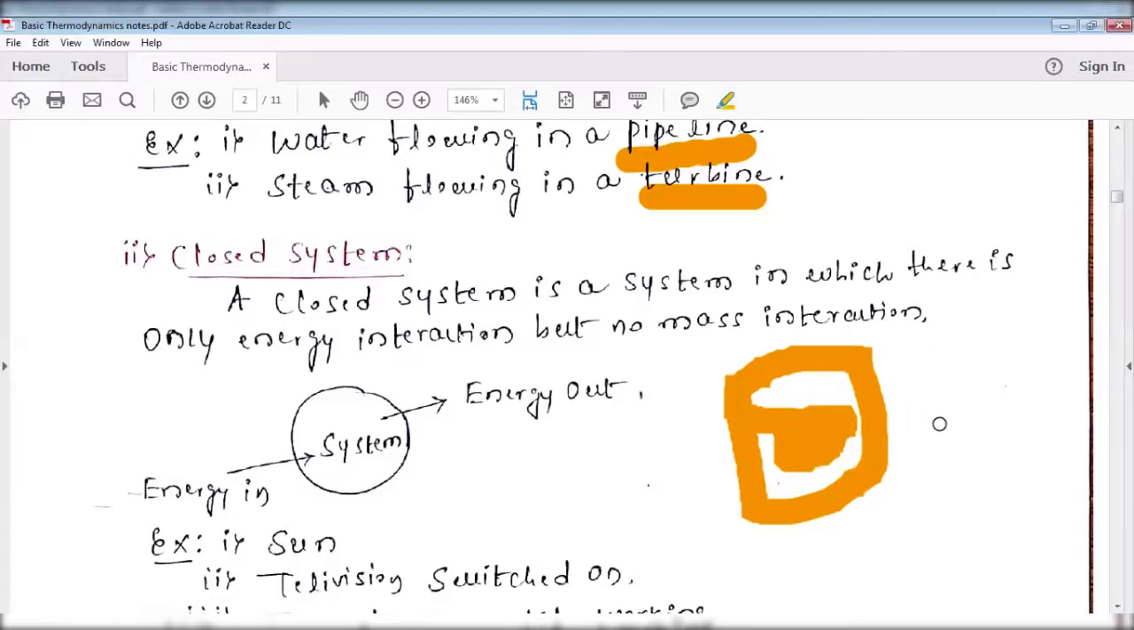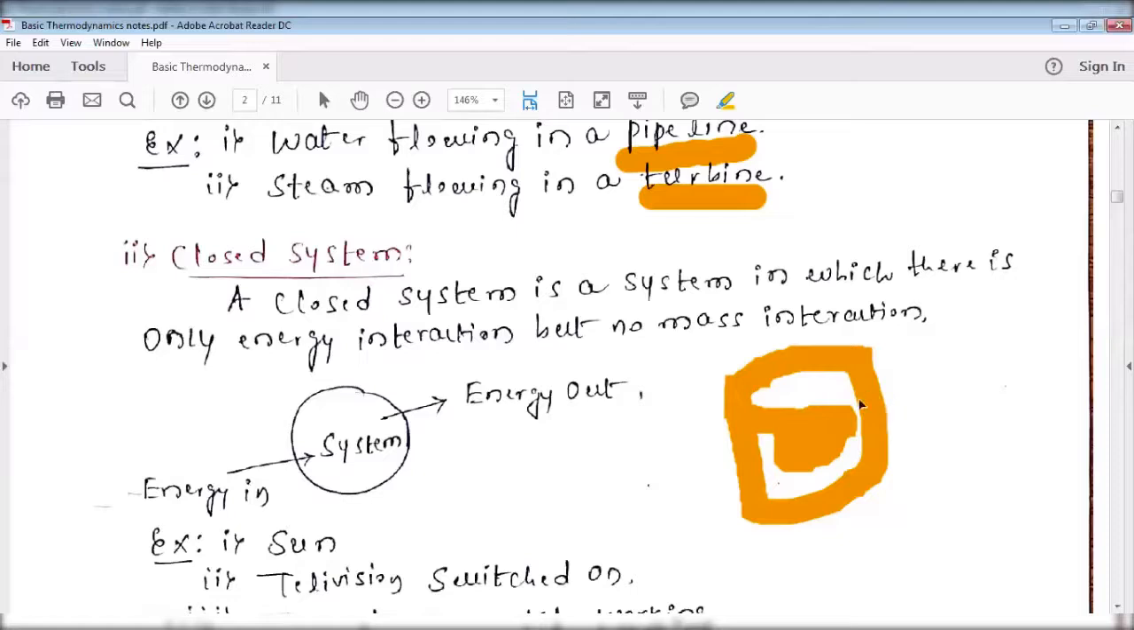Atmospheric temperature is 25 to 30 degrees Celsius. Because of the temperature difference, there is heat transfer from higher temperature to lower temperature, that is, from the hot water to the atmosphere through the container walls. But the quantity of water inside the container remains the same.